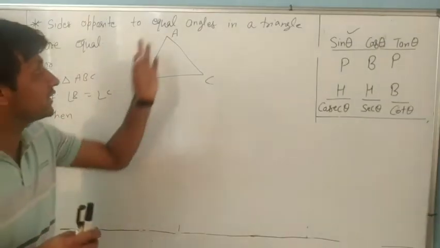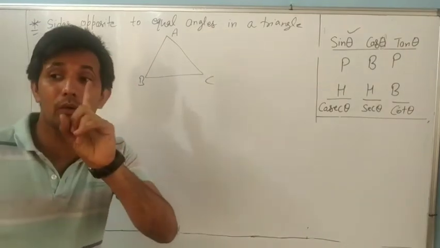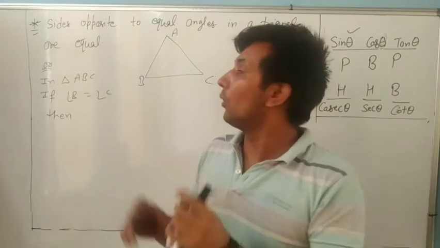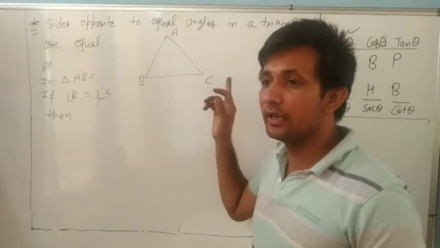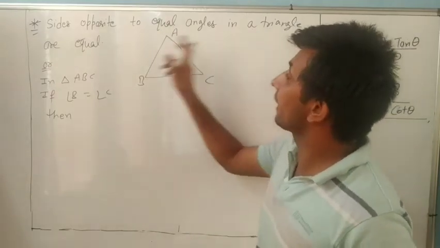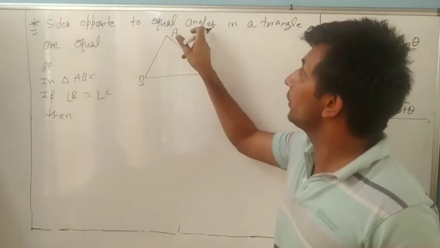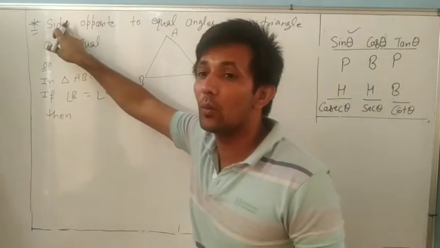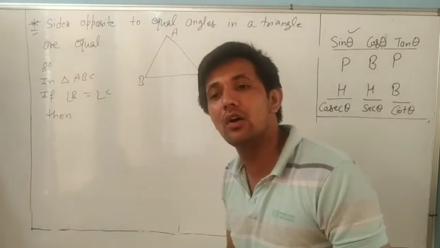Sides opposite to equal angles in a triangle, not in a quadrilateral. I am talking only about a triangle. We are discussing only triangles. The sides opposite to equal angles in a triangle are equal. If angles are equal, then their opposite sides are also equal.